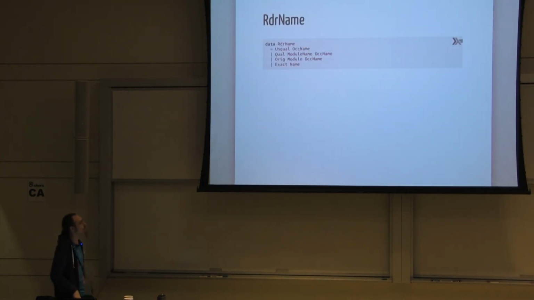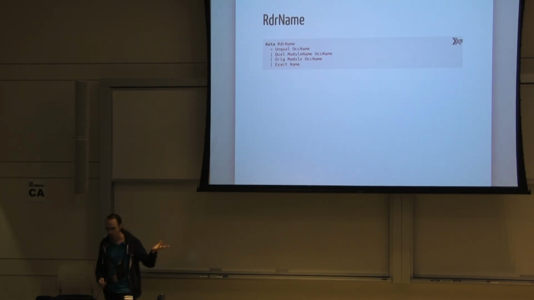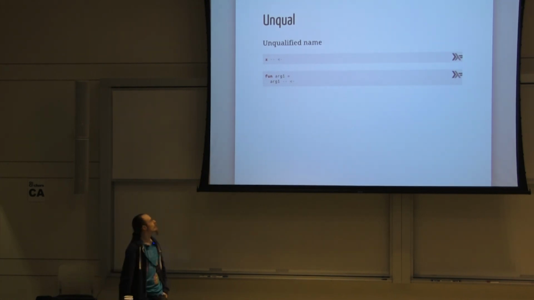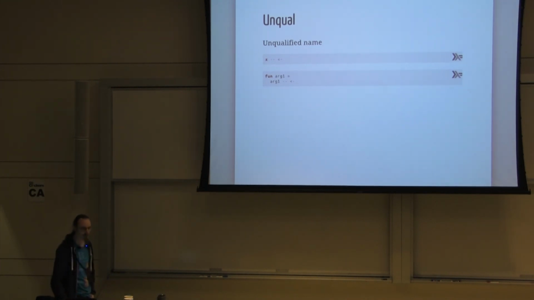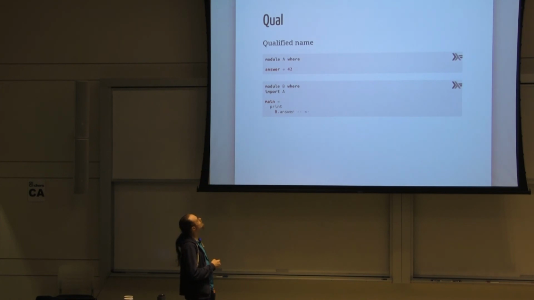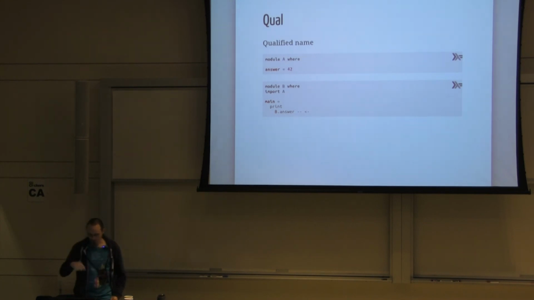So what exactly is an RdrName, or what can it be? There are four different things. The first one is an unqualified name, which is basically just an x somewhere, or an argument. It's basically anything without qualification. You can have a qualified name, which is if you use a module name and a dot. There's a small mistake in there, I'm sorry. Where you use a dot and then reference things, that means this is a qualified name. So answer is a qualified name here.